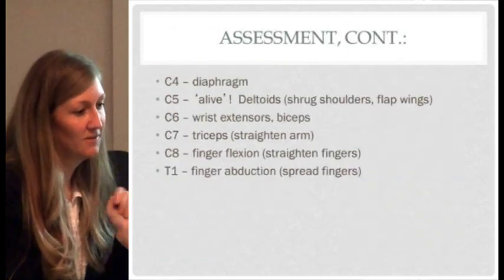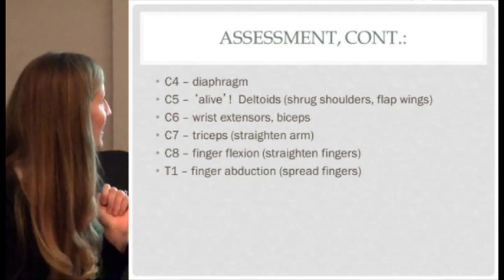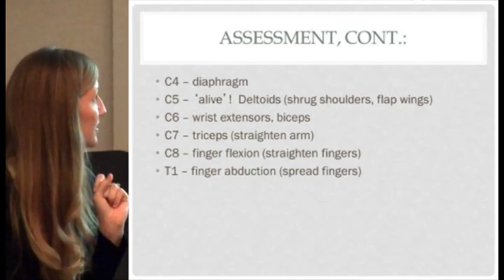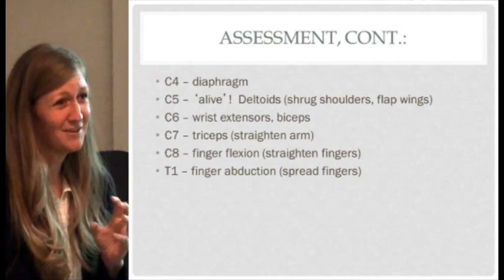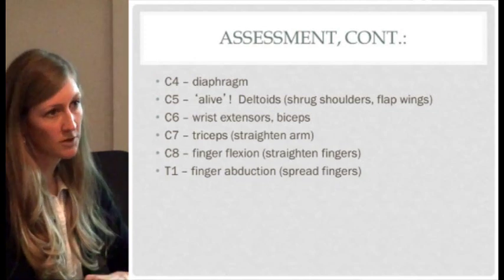So this just kind of gives you an idea, goes through all these. I'll just kind of let you look at them. C4, diaphragm. C5, alive, we call. Deltoids, they're able to shrug their shoulders. So they usually have just gross motor movement. C7 is generally better. They can usually use their arms more.